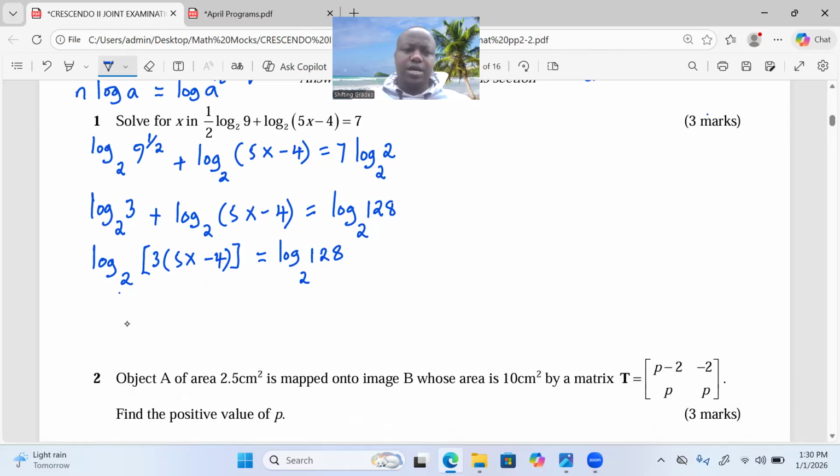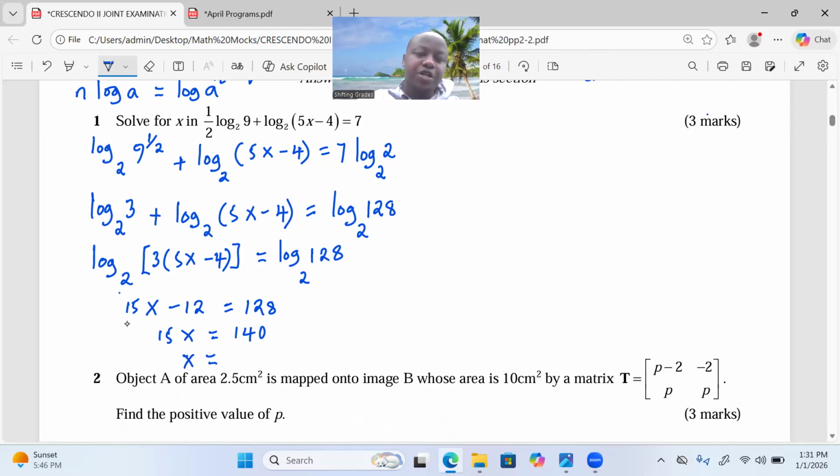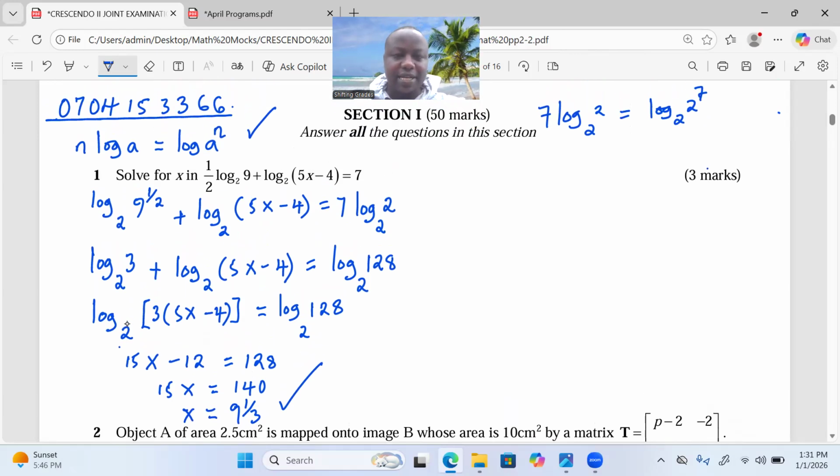After this, we can drop the logarithms and equate both sides, such that we get 15x minus 12 equivalent to 128. At this point, we can remain with 15x, which is equivalent to 140. When you divide through by 15, you're going to get 9 and a third. So that is the first approach, giving us the value of x as 9 and a third.